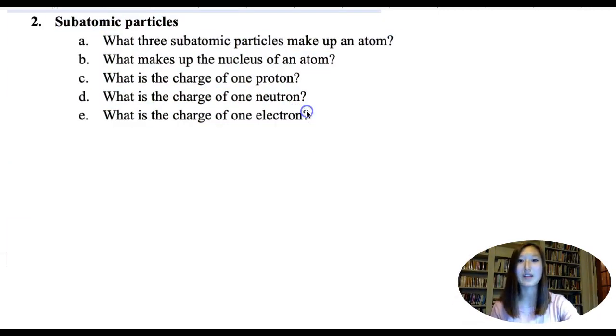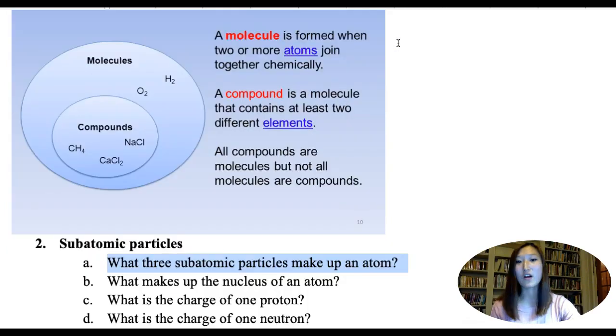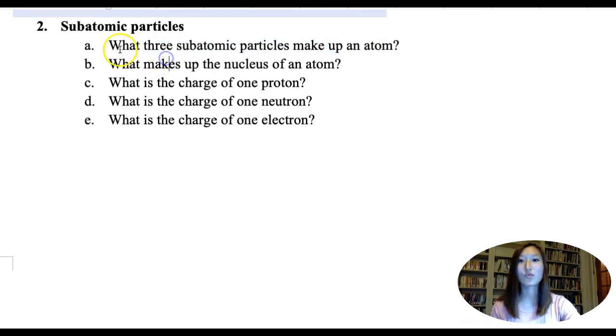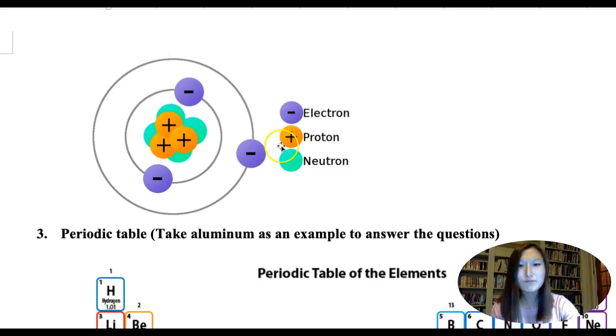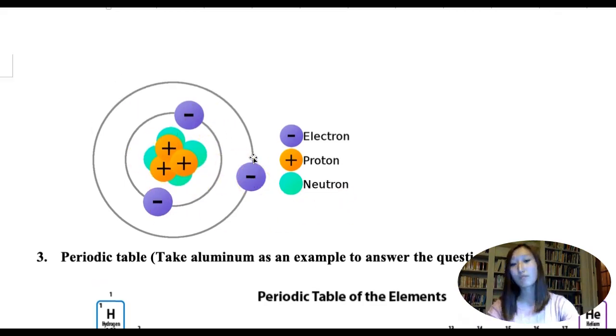So let's take a look at the next question, subatomic particles. When we look at an atom, you need to know what exactly makes up the atom, for any atom at all, anything on the periodic table. So what are the three subatomic particles that make up an atom? This will be an atom. You have 3 protons, 4 neutrons, and 3 electrons. So that's the 3 particles.